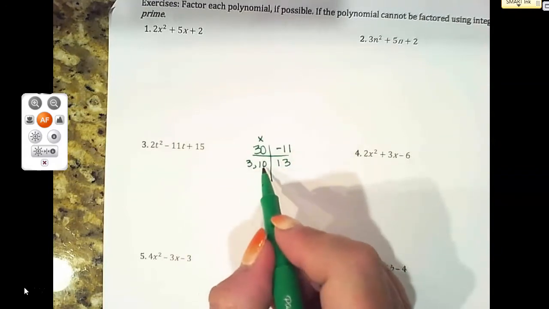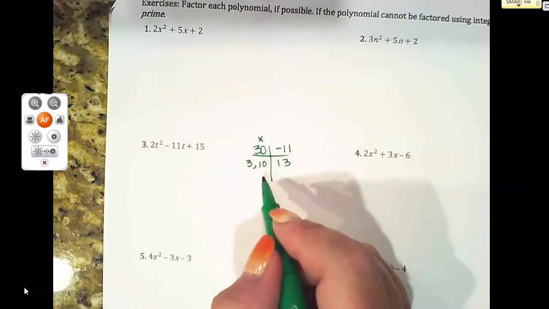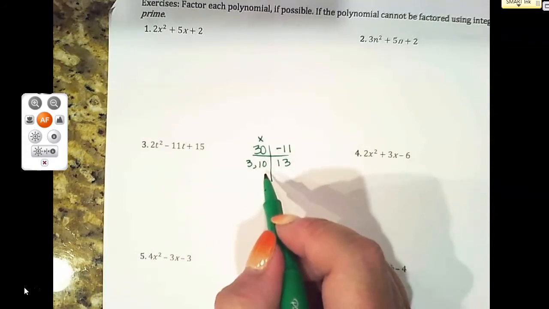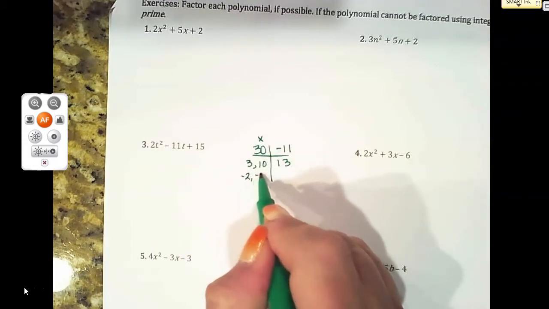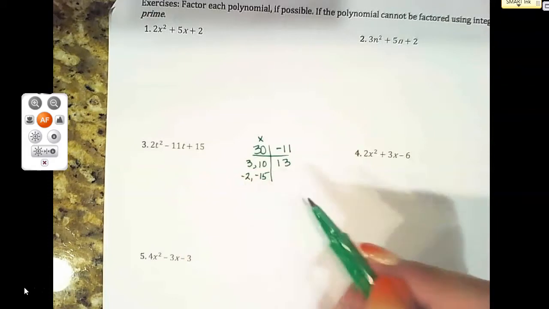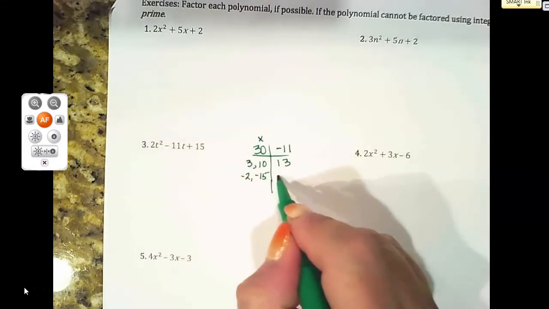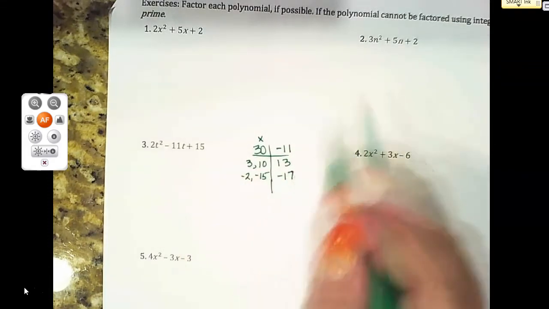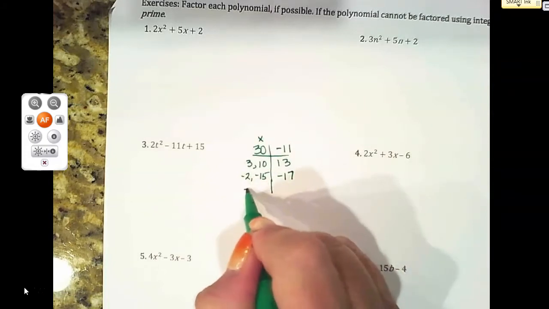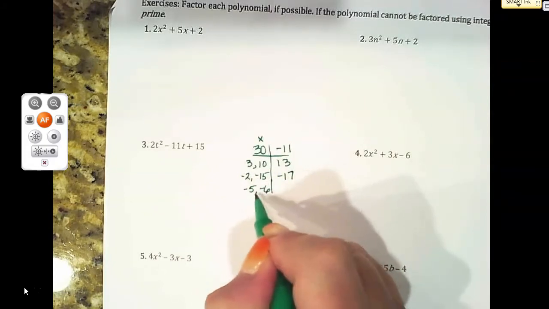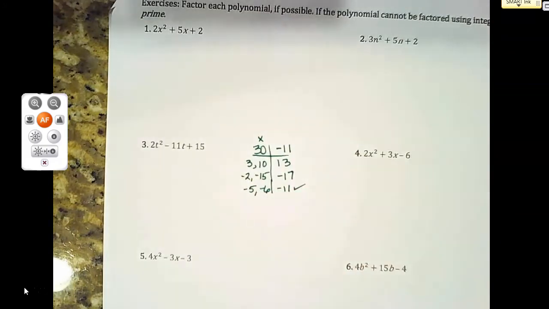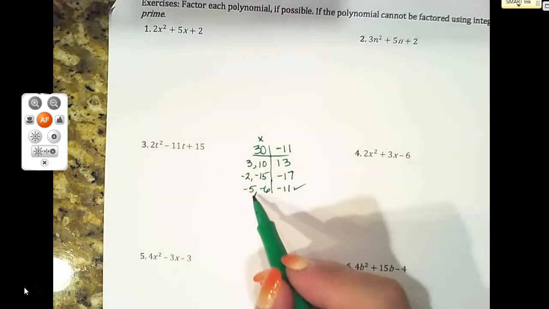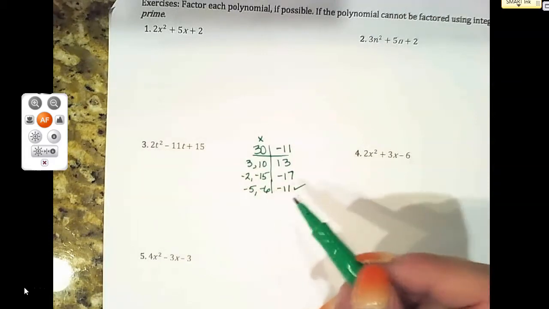So what else multiplies to be 30 that could add to be -11? Now I'm going to try 2 and 15, and I'm going to do -2 and -15. And I get a -17. So I think there's really just a few more combinations of numbers that equal 30, -5 times -6, and that's going to add up to be the right value for me. Once I have these numbers, though, I'm not finished.